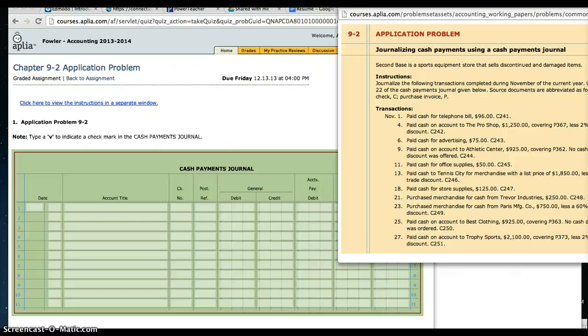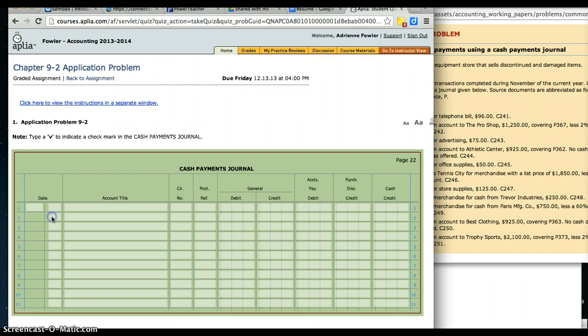All right, I am going to give you a little explanation for 9.2 application since it is a little bit confusing. I'm going to go over a couple of the transactions that you probably have questions on. First one being November 4th.